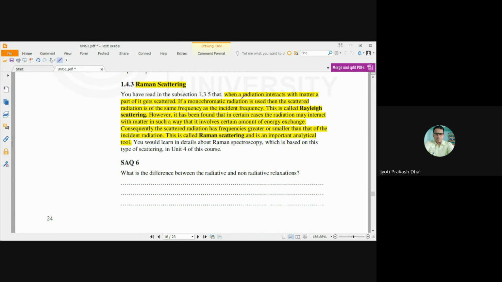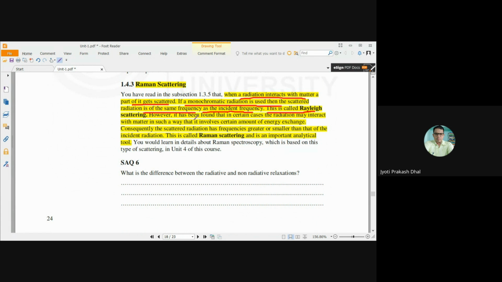Now coming to Raman spectra. When radiation interacts with matter, a part of it gets scattered, and if monochromatic radiation is used, then the scattered radiation is of the same frequency as that of the incident frequency. This is called Rayleigh scattering.